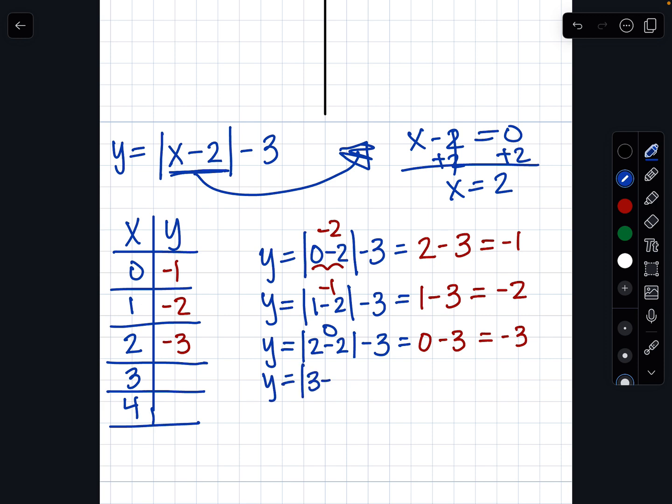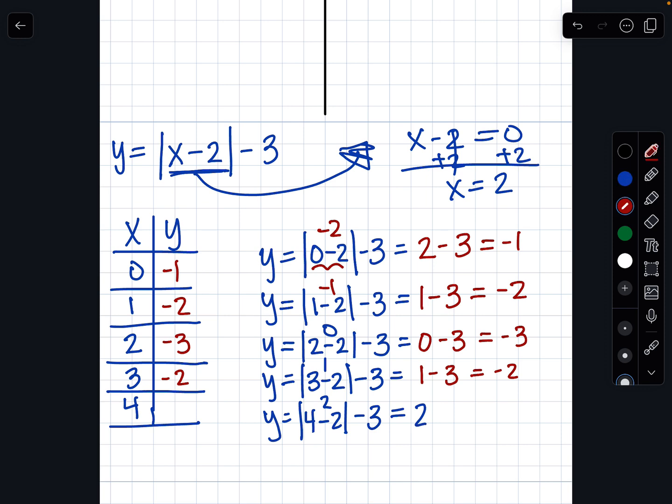So, 3 minus 2, and then I'm subtracting 3 from that. What is 3 minus 2? 1. What's the absolute value of 1? 1. And 1 minus 3? Negative 2. Okay, same thing on the last one. 4 minus 2 gives us 2. Take the absolute value, it stays 2. What is 2 minus 3? Negative 1. Okay.